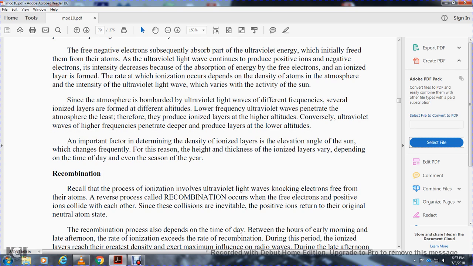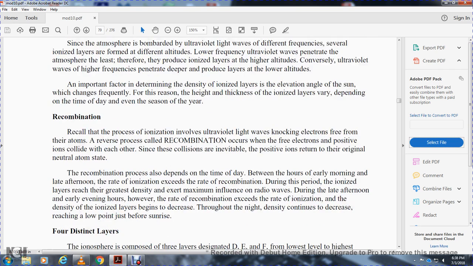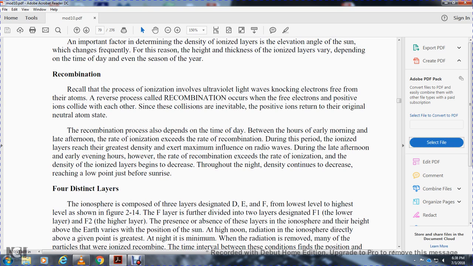The atmosphere is bombarded by ultraviolet light waves at different frequencies, so several ionized layers form at different altitudes. Low frequency ultraviolet waves penetrate the atmosphere least, and therefore produce ionized layers at higher altitudes. Conversely, ultraviolet waves at higher frequency penetrate deeper and produce layers at lower altitudes. An important factor determining the density of the ionized layer is the elevation angle of the sun. With the change in frequency, the height and thickness of the ionized layers vary depending on the time of day, the evening, and the season of the year.